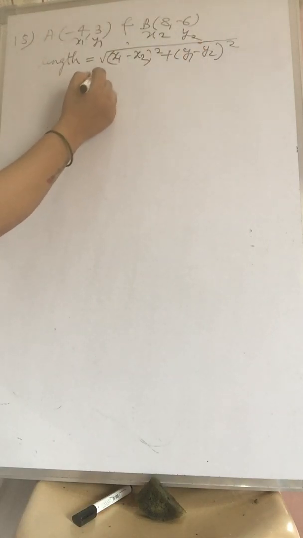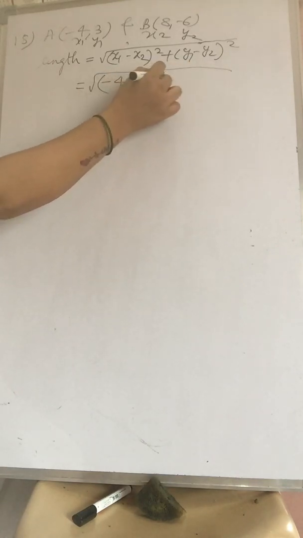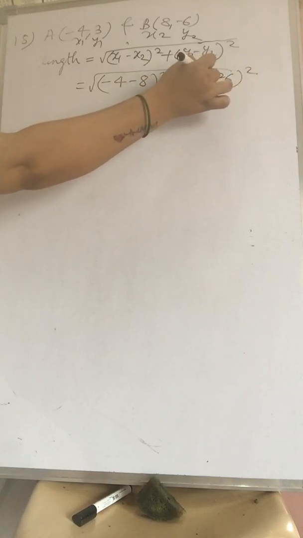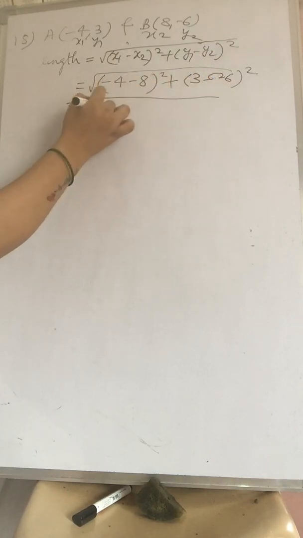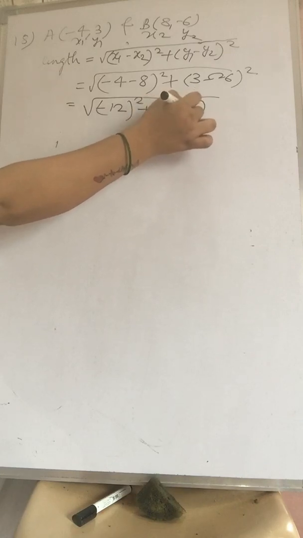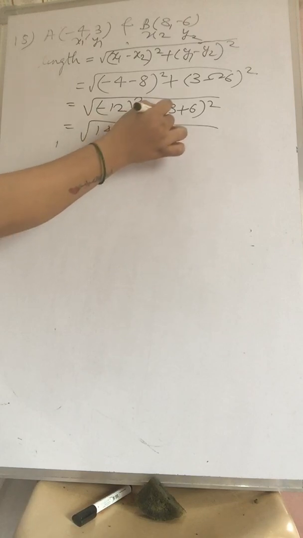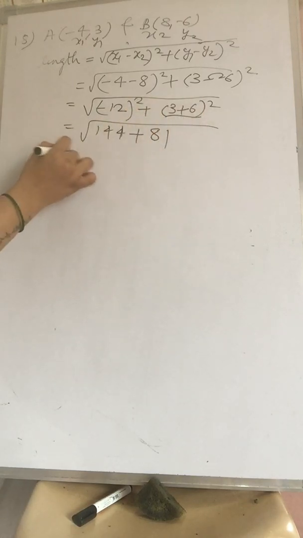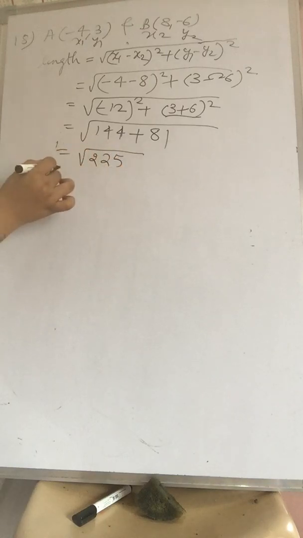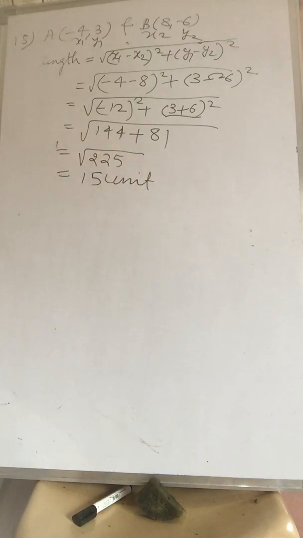Put the values: in place of x1, -4, x2 is 8, whole squared, y1 is 3, y2 is -6, whole squared. This is minus minus plus. So (-12) whole squared plus (3 plus 6) whole squared. This is 144 plus 9 squared, which is 81. By simplifying, this is the square root of 225, which is 15 units. The length is 15 units.